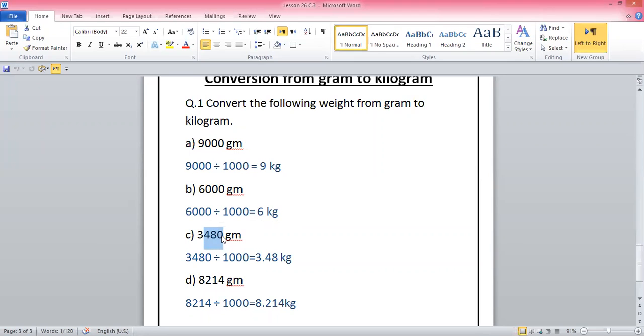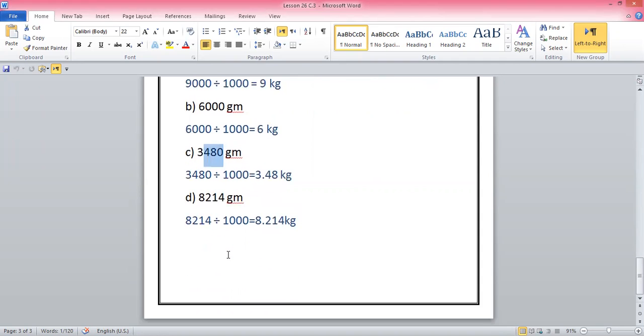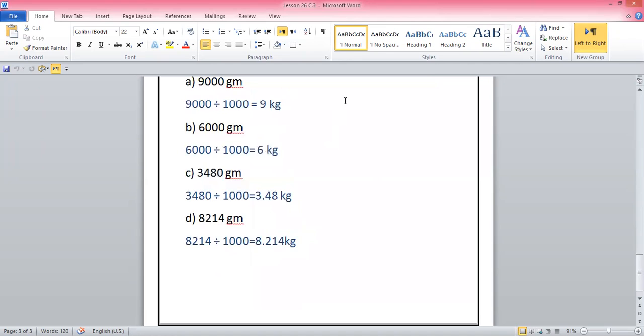Okay, you're dividing by 1000. The point is after 0. One time it will come between 8 and 0. Two times it will come between 4 and 8. And 3 times it will come between 3 and 4. It will become 3.48 kg. Same you will do here. Up to here, everything is clear, guys?